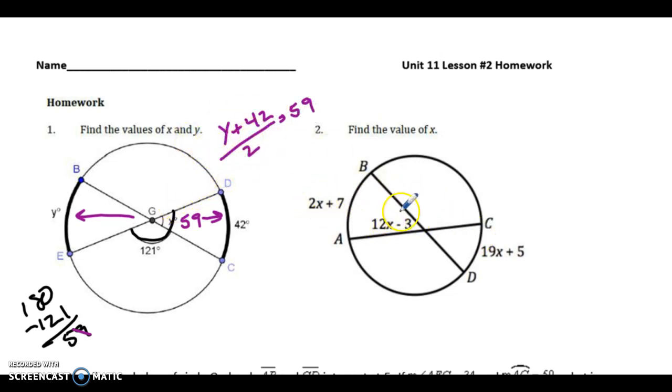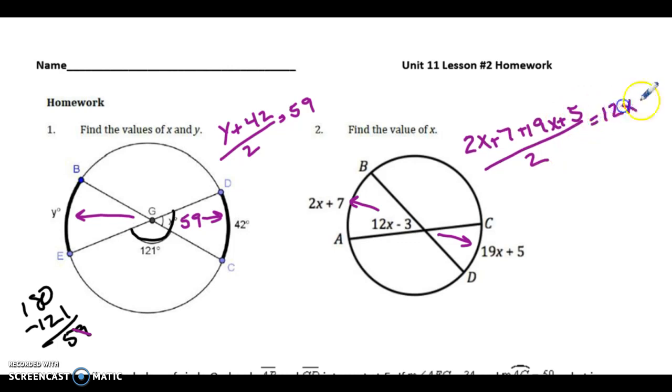So over here, again, the average of these two arcs should give me this. So we have expressions here instead of just numbers, but I can still use the same idea. So 2x plus 7 plus 19x plus 5 divided by 2 should give me 12x minus 3. So on the left-hand side, this whole thing is divided by 2. If I want to get rid of that, I would multiply both sides by 2. So I'm going to multiply by 2 over here, and I'm going to multiply by 2 over here.